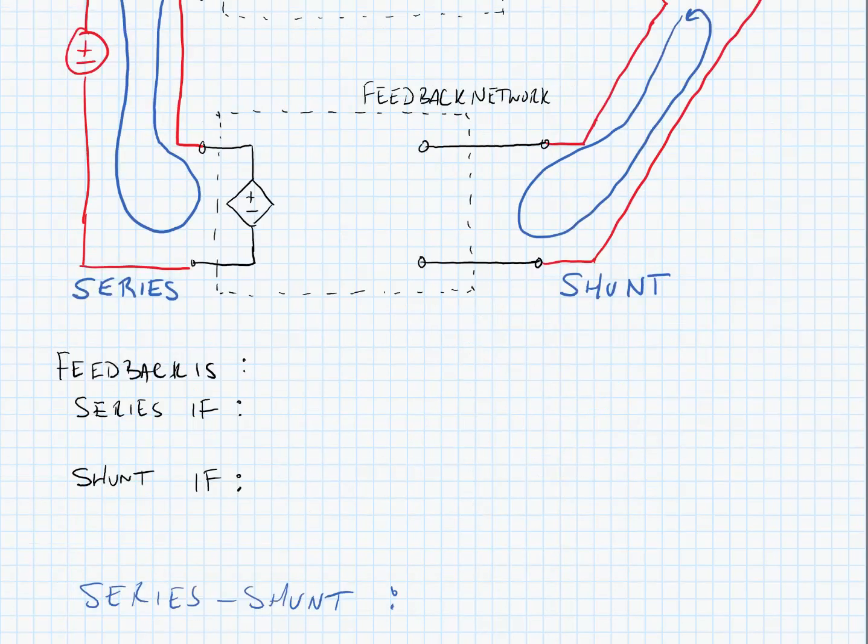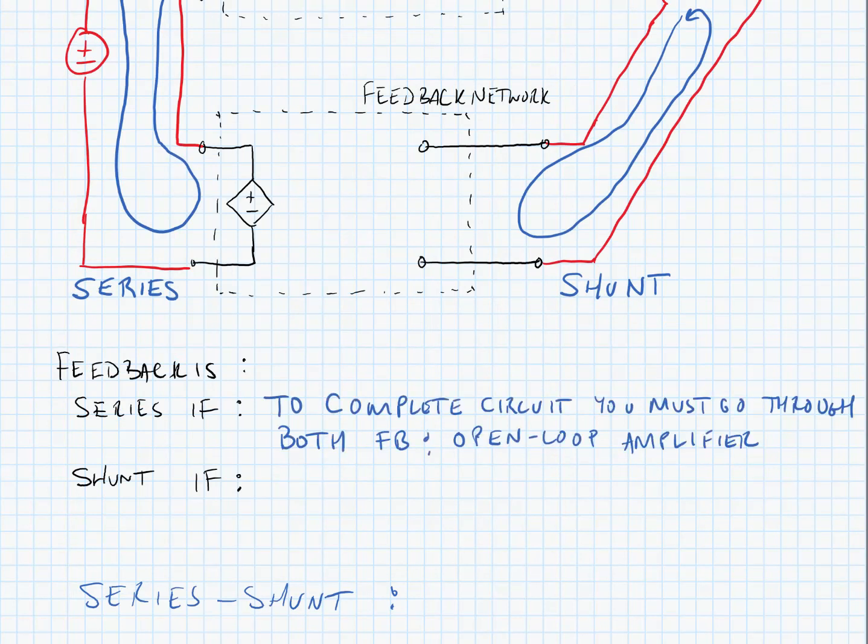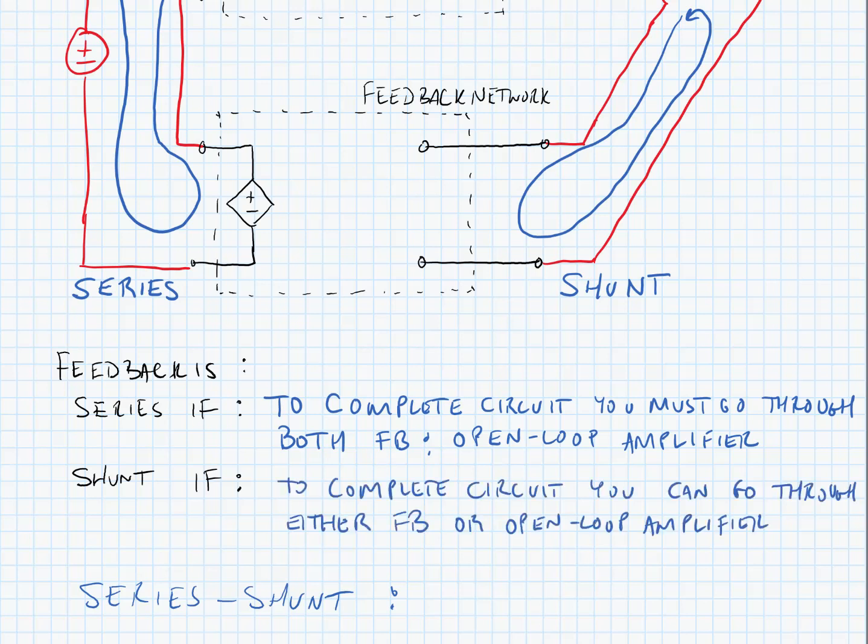All right, so let's put this into words. Feedback is in series if, so we say a connection is series if to complete the circuit you must go through both the feedback network and the open loop amplifier network. We say a connection is shunt if to complete the circuit you can go through either the feedback network or the open loop amplifier network.